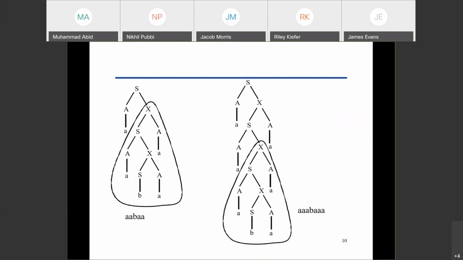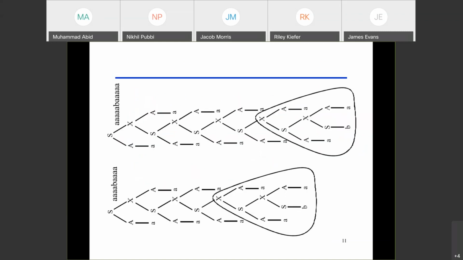And look at this one. You can have self-embedded trees here. So XSA and XSA, the same thing here, and then here also. So you will find this one, XSA and XSA. So you have self-embedded trees here also. This is a very simple concept.